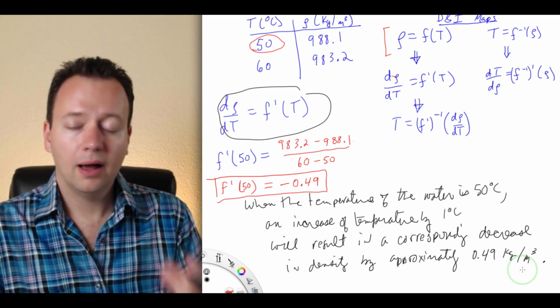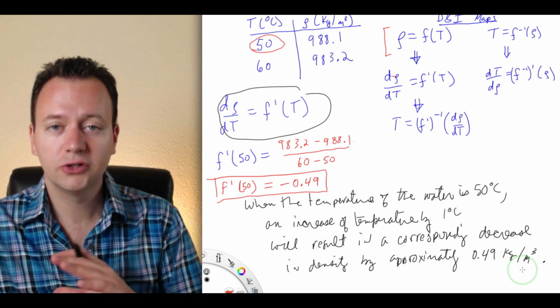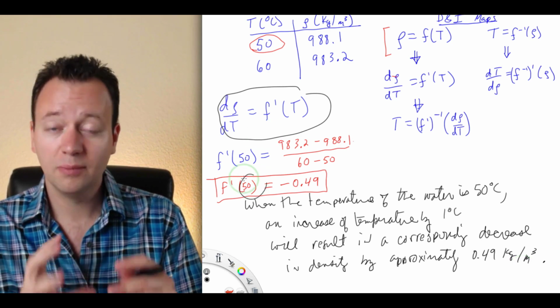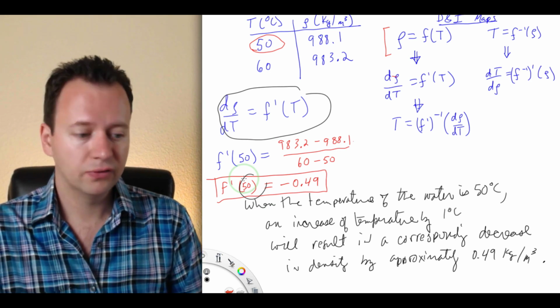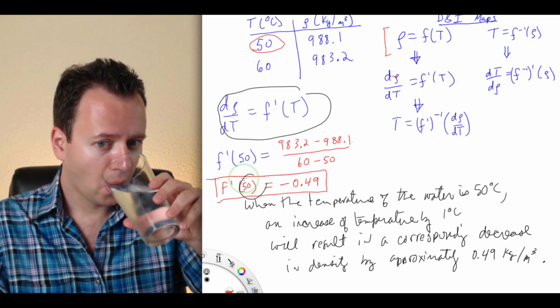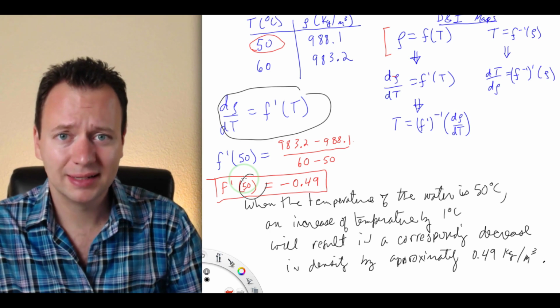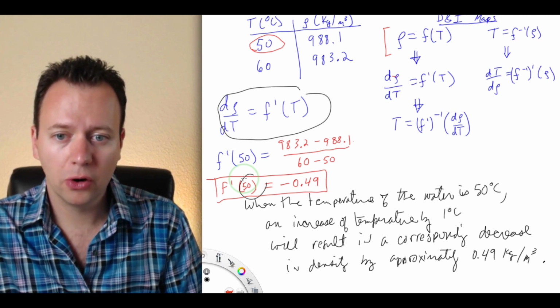So a couple points on how I constructed this sentence. First of all, I started off with the input. So when the temperature is 50 degrees Celsius, right? So I'm looking at the input of this function. So when the temperature is 50 degrees Celsius, now I have to say what the minus 0.49 represents. So the output of this is d rho dt.